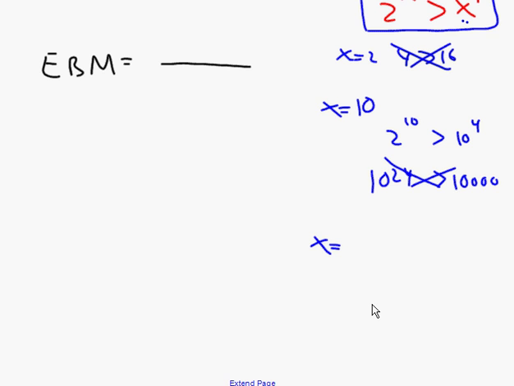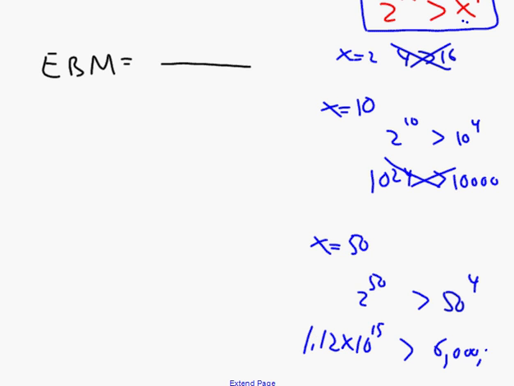Let's try x equals, say, 50. I don't know if the calculator will be able to handle this, but let's try 2 to the 50th power and compare that to 50 to the fourth power. Let's see what we get. So if you type this in the calculator, this is about 1.12 times 10 to the 15th power, and this is somewhere in the 6 millions. So just so we're clear, this is not exactly 6 million. It's close to it. It's in the 6 millions. Either way, this number is much, much bigger.